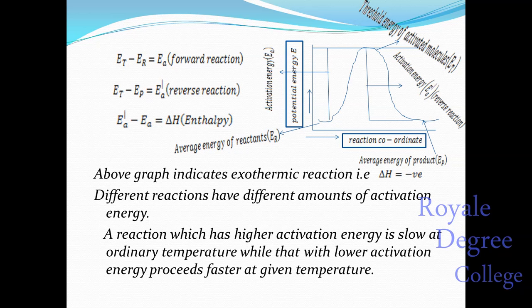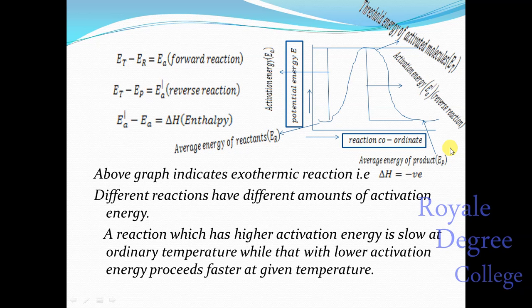Here you can see the graph. On the x-axis we are taking reaction coordinate. On the y-axis we are taking potential energy. So here the average energy of the reactant is increasing. It is going up to the threshold energy of activated molecule, up to this level. So here activation energy is required. Then from that the reverse reaction will take place. That is activation energy E'a, reverse reaction. And we get at last the average energy of the product represented by EP. So this graph indicates what? Exothermic reaction. That is nothing but delta H equal to negative.